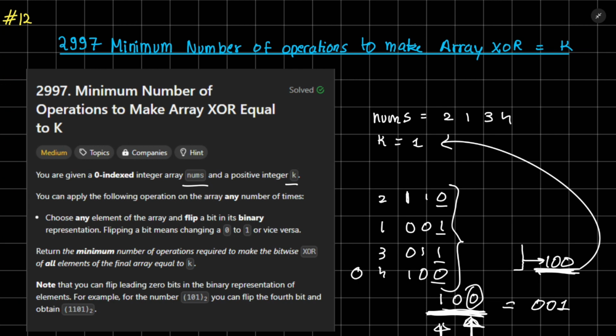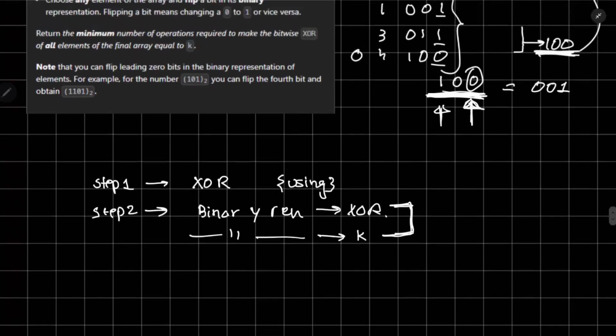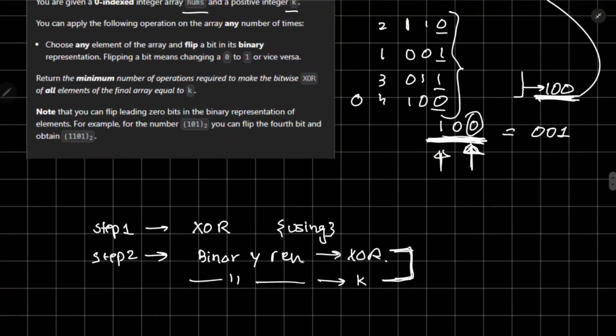What you have to do is, step 1, we will calculate the XOR. We will make a loop, and using the loop you will calculate the XOR of the array. In step 2, you will get the binary representation of the XOR and the binary representation of our target, which is k, and now we just have to make them equal. What we can see from the example is that the binary representation of the array XOR came out to be 1, 0, 0, and the binary representation of k was 0, 0, 1.